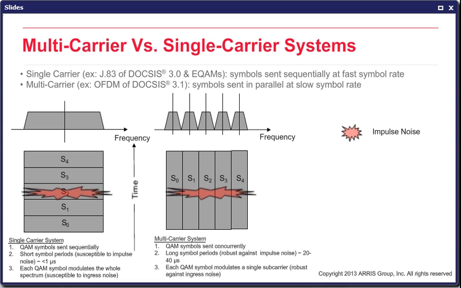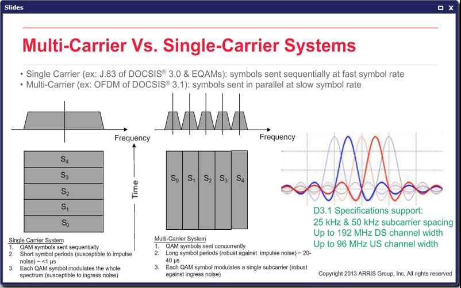To give you a feel of the DOCSIS 3.1 parameters supported and related to the subcarrier spacing, 25 kilohertz and 50 kilohertz subcarrier spacing are supported, and the channel bandwidth is up to 192 megahertz in the downstream and up to 96 megahertz in the upstream.